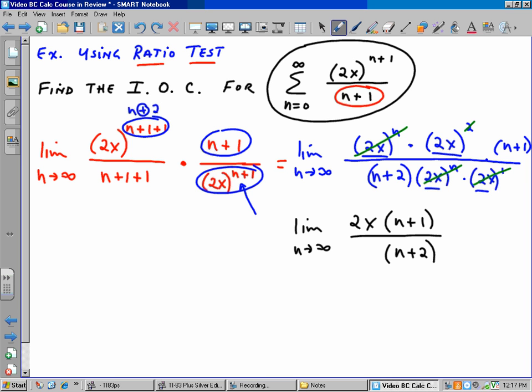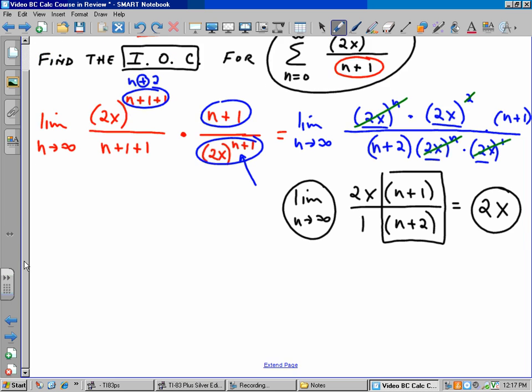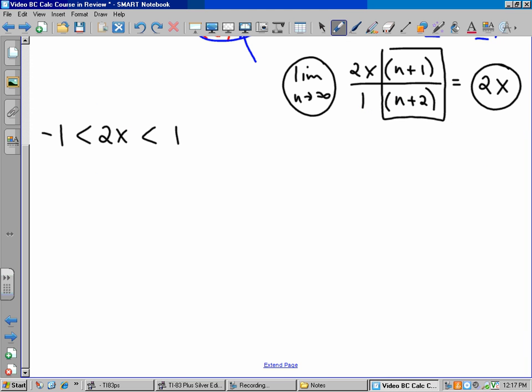Now when I evaluate that limit as n approaches infinity, it's a power battle. The powers are tied, so I go with the coefficients. What are the coefficients? 2x. So the value of my limit is 2x. Remember we're looking for the interval of convergence, so in order for this series to converge, whatever I get for my limit needs to be between -1 and 1. So I force 2x to be between -1 and 1, and then if I just solve for x, I get -1/2 is less than x is less than 1/2.